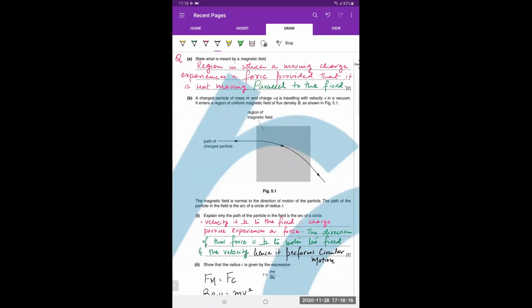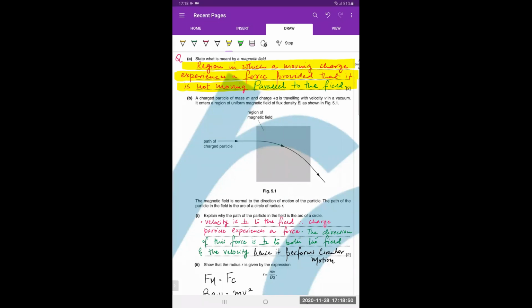Alright, so state what is meant by the term magnetic field. See, so in terms of definition, a region in which a moving charge experiences a force provided that it is not moving parallel to the field lines. So any region where a moving charge is likely to experience a force, provided that its direction of movement is not parallel to the field lines.